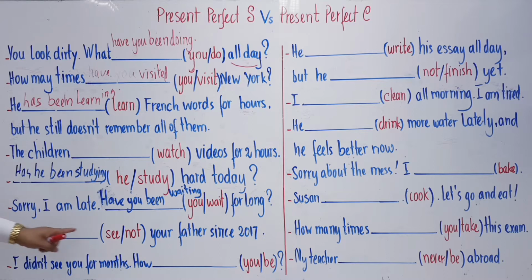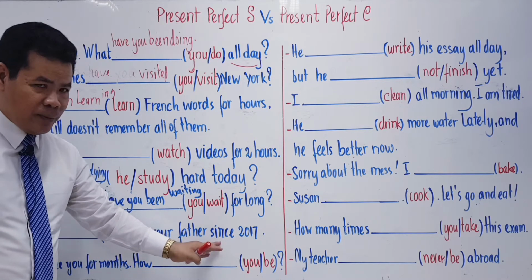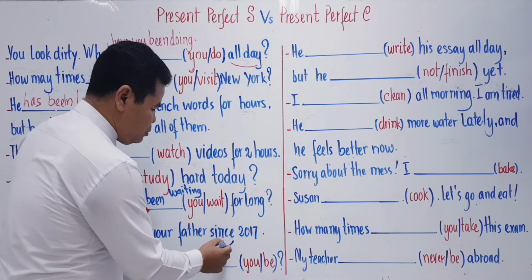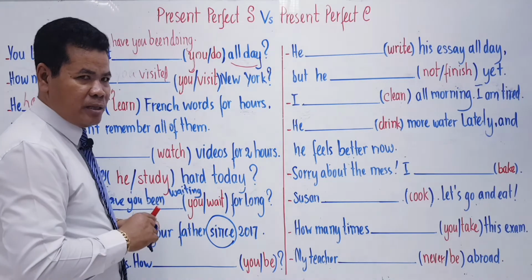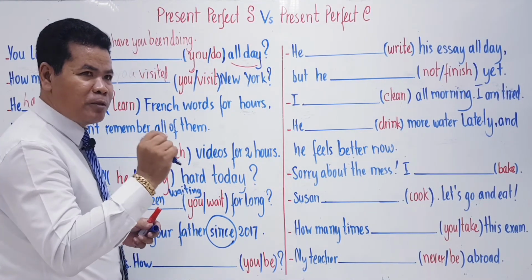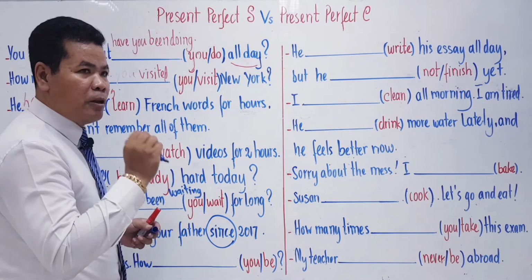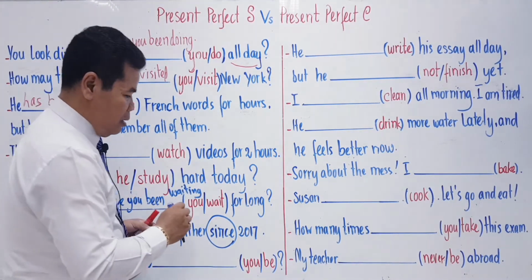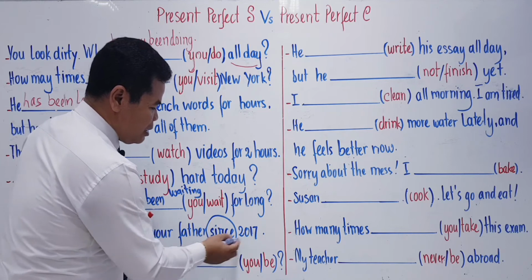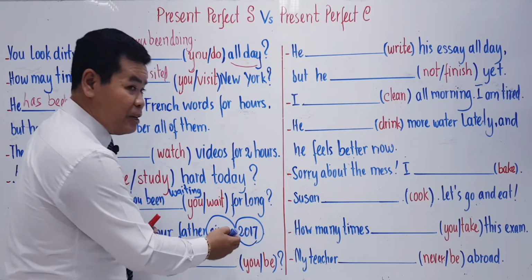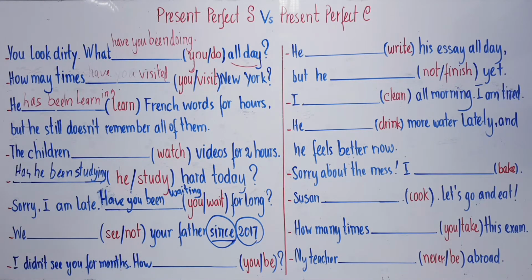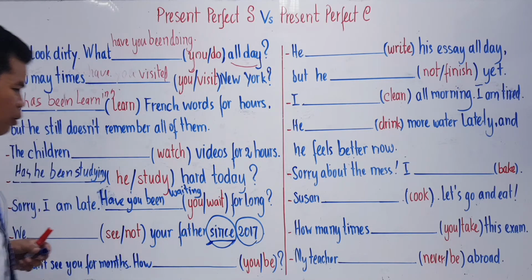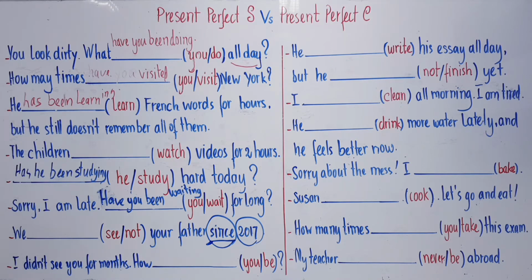So, we have not seen your father since. Look at since. Since is used with what? The point of time in the present. Okay? The point of time in the present. It's not the period of time. The point of time in the present. Sorry, in the past. So, since 2017 is in the past. So, what are you going to use now? Present perfect or present perfect progressive? Since, okay? So, we are going to use present perfect simple, okay?